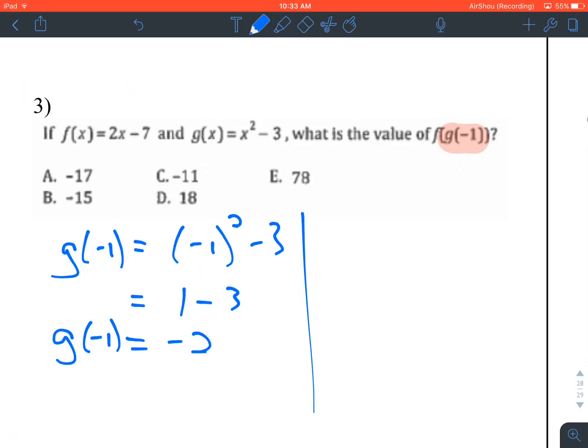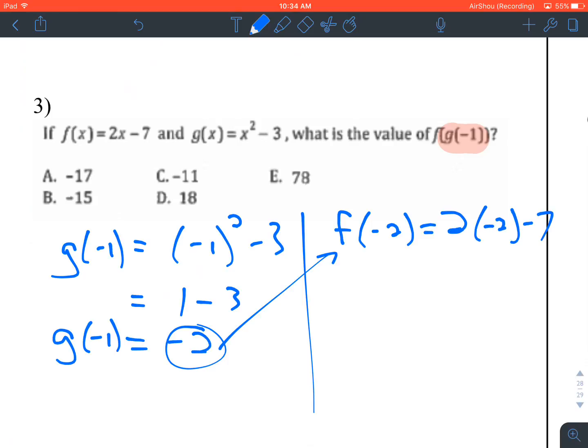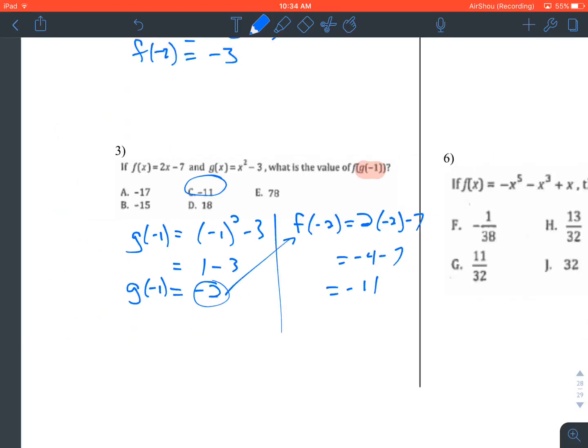So if g of negative 1 is negative 2, now we're going to plug in this negative 2 in for f. It's negative 4 minus 7, which is negative 11. Dunsies.